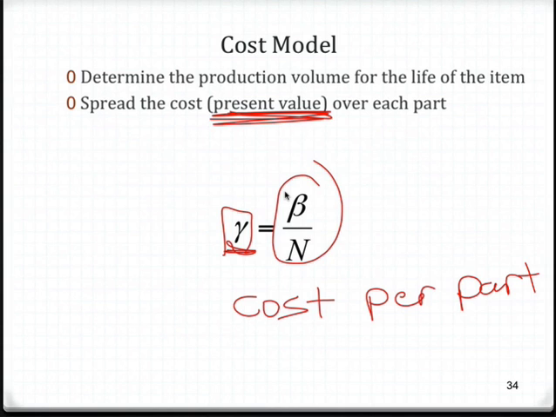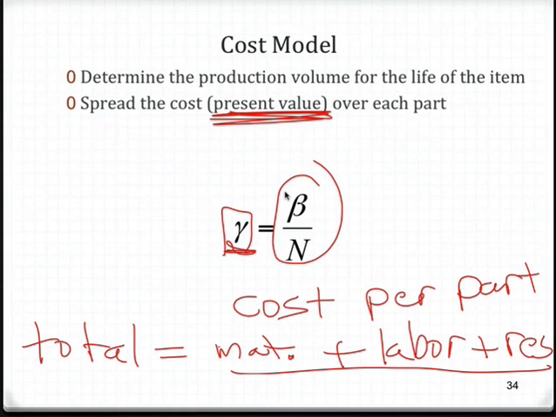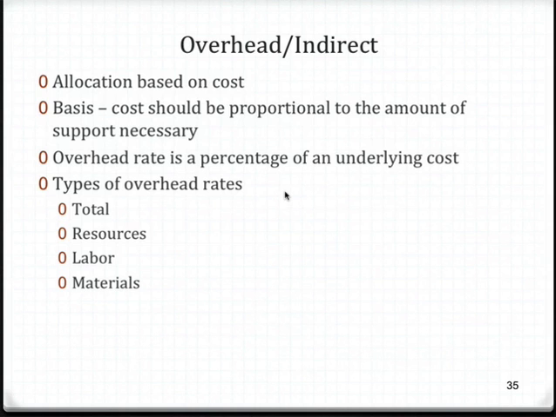So our total cost per part is going to be the material plus the labor that we did last time, plus the resource costs in terms of recurring and non-recurring, and this gives us the total contribution of each of the elements of the direct costs. Now the question is, what do we do with our indirect and our overhead?